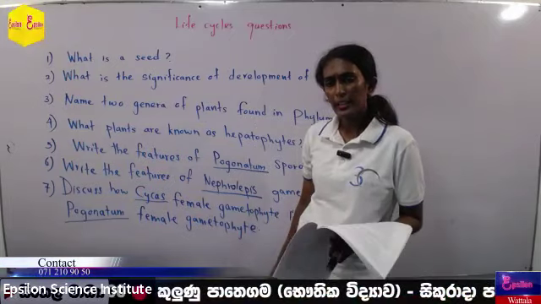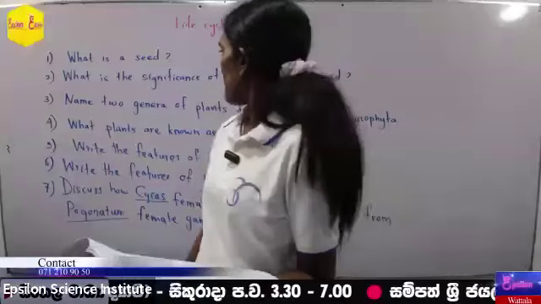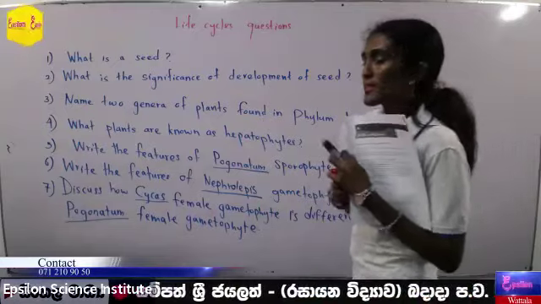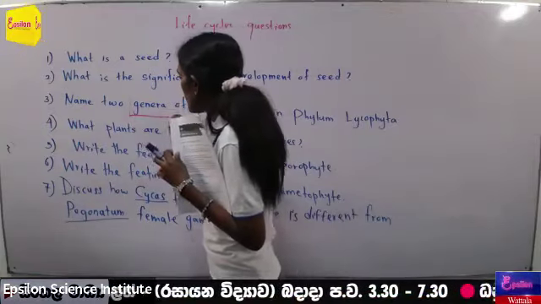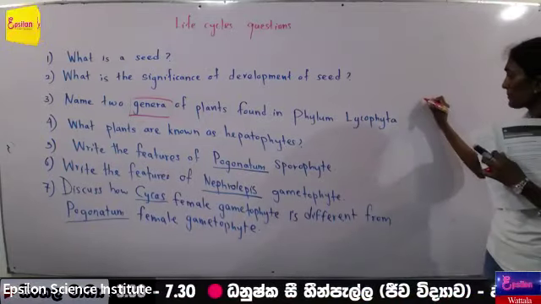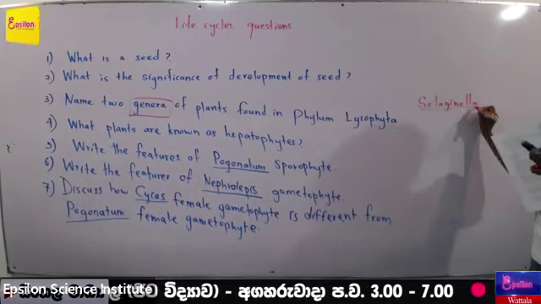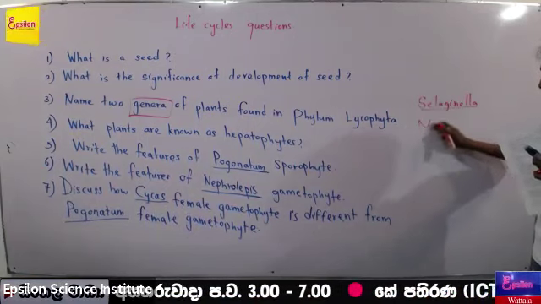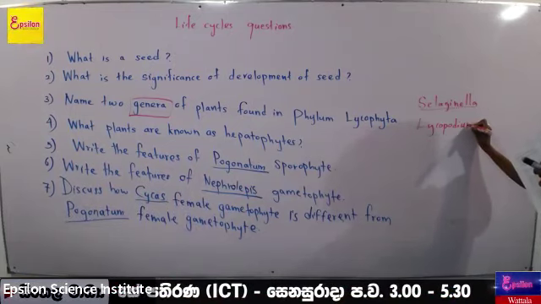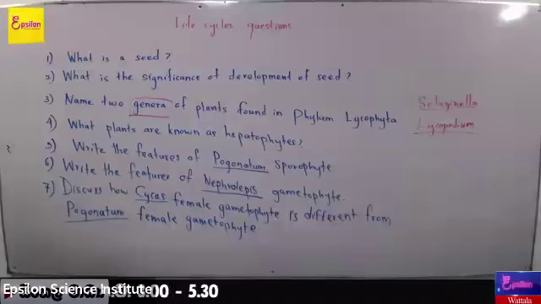I gave one paper last week, no? Did you do it? Which one paper? We'll discuss. Name two genera. The answer should be accordingly. Genera is asked of plants found in phylum Lycophyta. What are the two plants? Selaginella, Nephrolepis. No other answers, right? Sorry, not Nephrolepis, Lycopodium. Scientific names with correct spellings, then only you are getting marks. Okay.